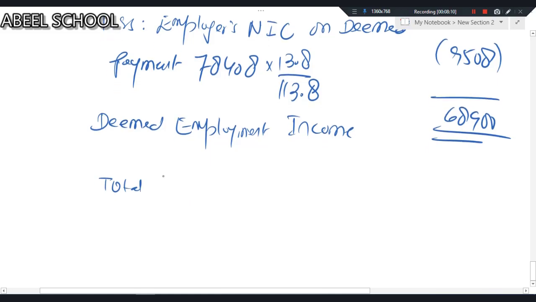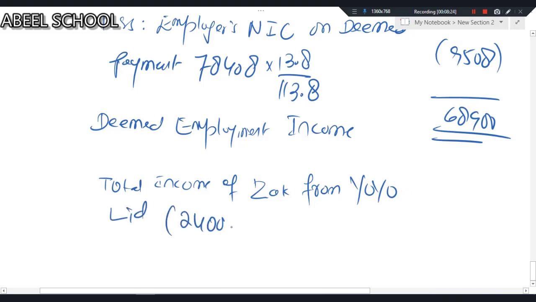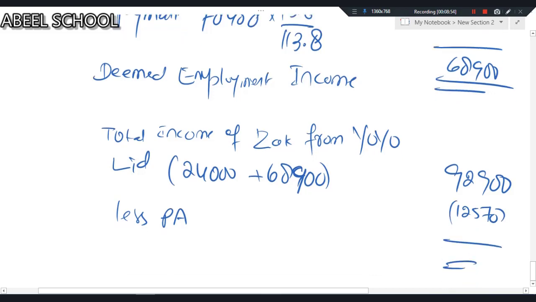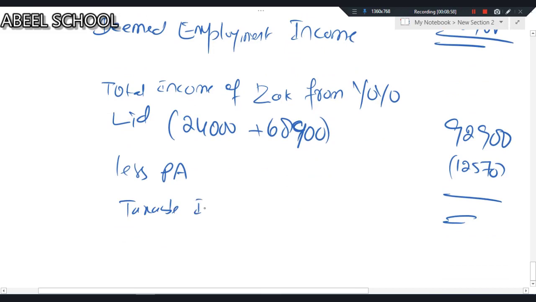Which means that total income of Zach from Yo-Yo Limited will be 24,000 plus 68,900. Obviously, we are not going to consider any dividend payments. Entire 68,900 will be treated as deemed employment income, additional employment income. 24,000 he is already getting. So the total amount is 92,900. Less the personal allowance. In Finance Act 2021, the personal allowance is 12570. Here comes the taxable income. 92,900 minus 12,570 gives me 80,330. That is taxable income.